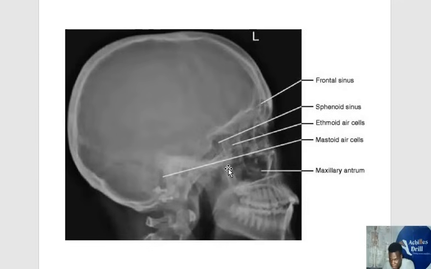Okay, I think I have a better model here. Still frontal sinus, sphenoidal sinus here, mastoid air cells are right here, mastoid sinus, and the maxillary sinus, otherwise called the maxillary antrum, also right there.